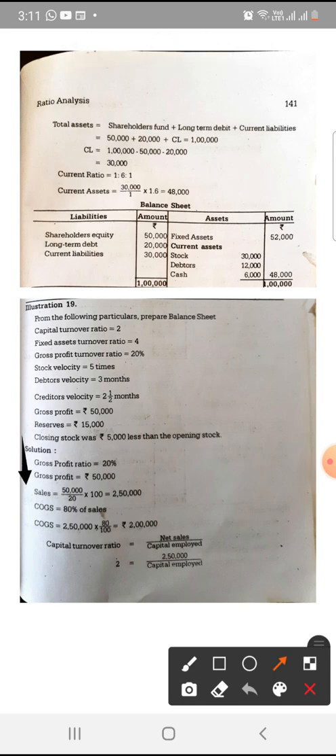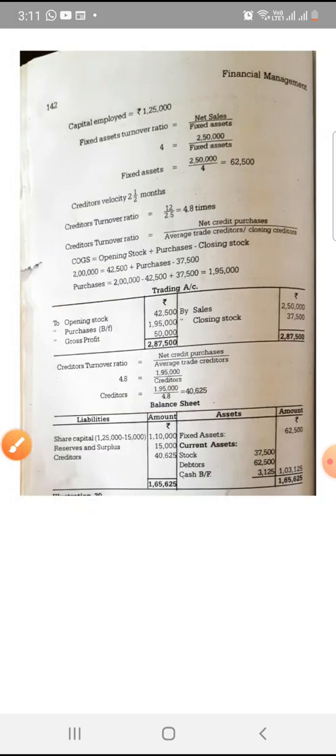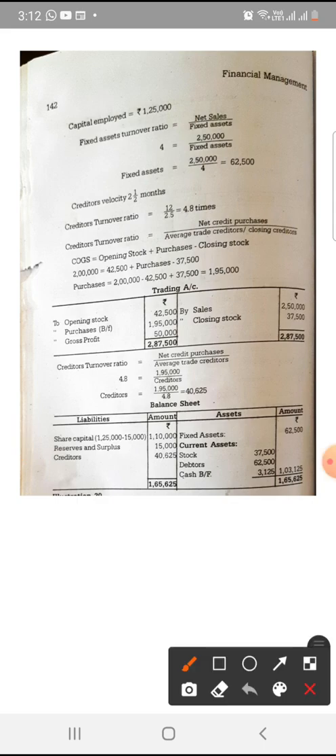Same thing is done here. Gross profit ratio is 20%, gross profit is 50,000, cross multiply, you will get sales of 2,50,000, and cost of goods sold is 2,50,000 into 80%, which is 2 lakh. Next is capital turnover ratio, that is net sales divided by capital employed. Cross multiply, you will get capital employed of 1,25,000. Fixed assets turnover ratio is sales divided by fixed assets, so cross multiply and you will get fixed assets of 62,500.